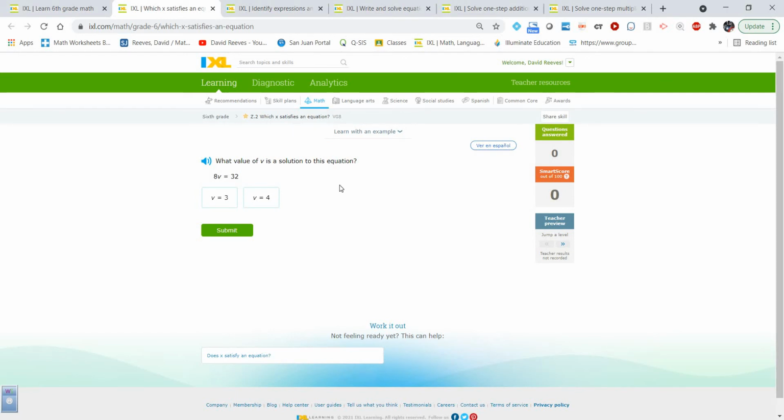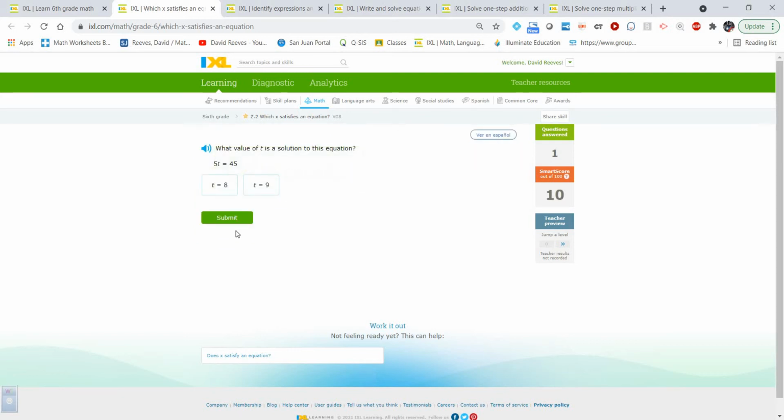Of course, it's not just X, it could be any letter. For example, right here we have 8V equals 32. Remember, 8V means 8 times V. Well, 8 times 3 is 24. 8 times 4 is 32. So I'm going to go ahead and choose that one.